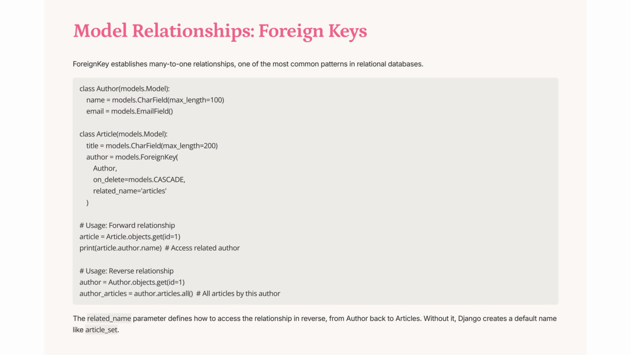Foreign key establishes many-to-one relationships, crucial in relational databases. In Django, it links models like author and article. Access an article's author using article.author.name. For reverse access, use author.articles.all to retrieve all articles by an author. The related_name parameter customizes reverse access. Otherwise, Django defaults to names like article_set.